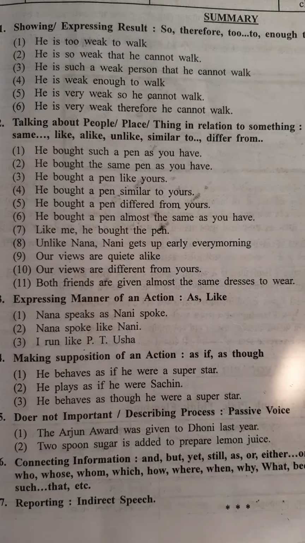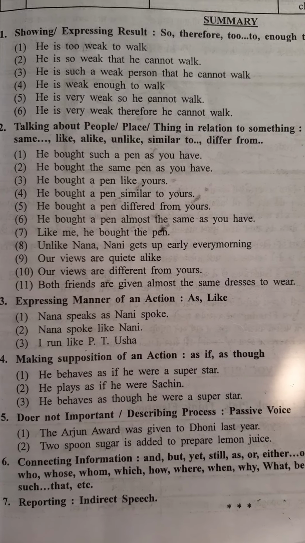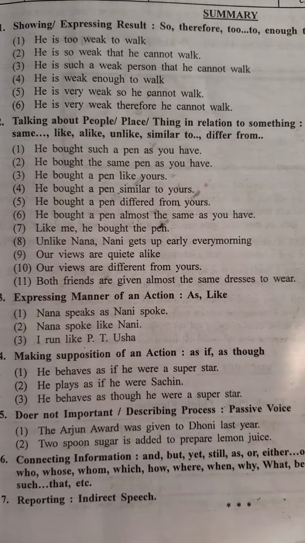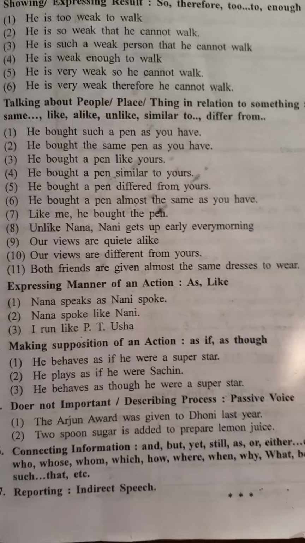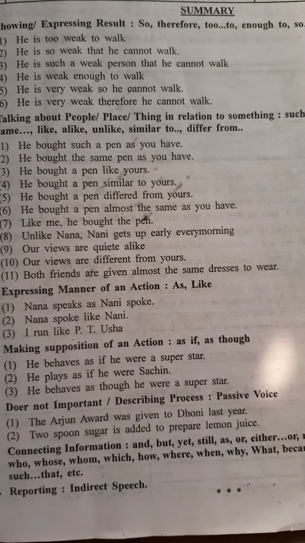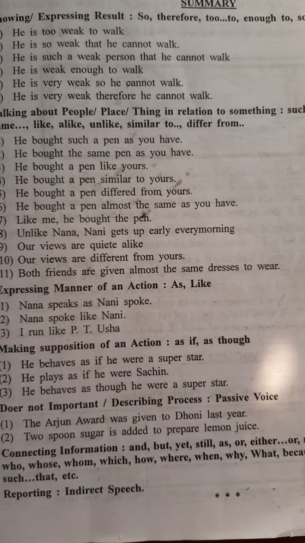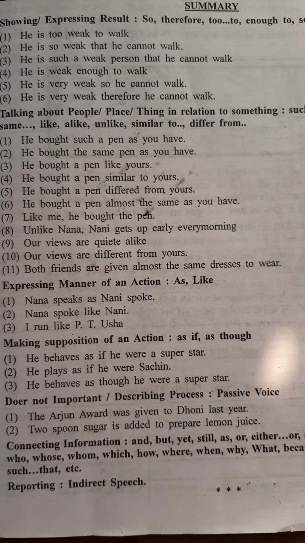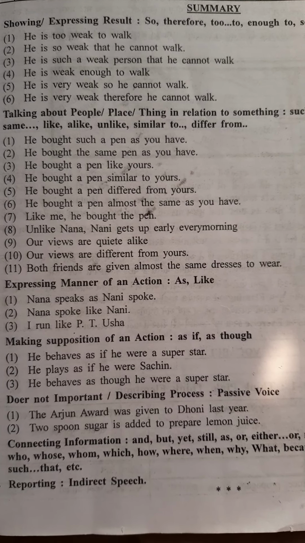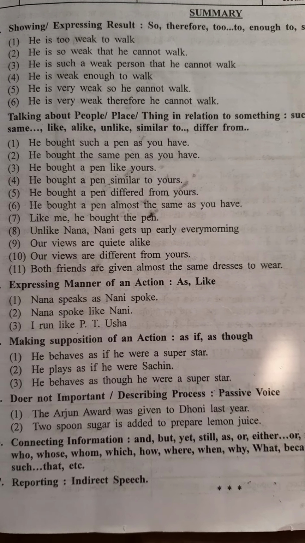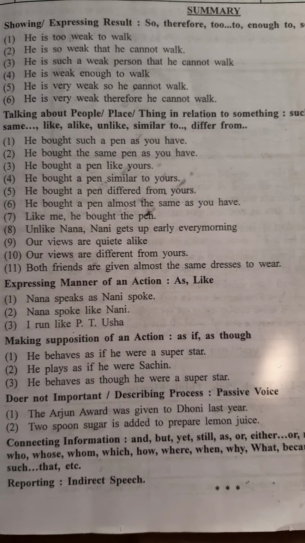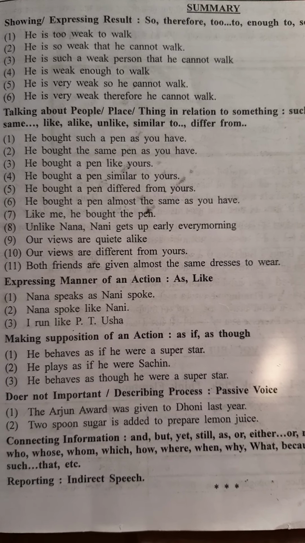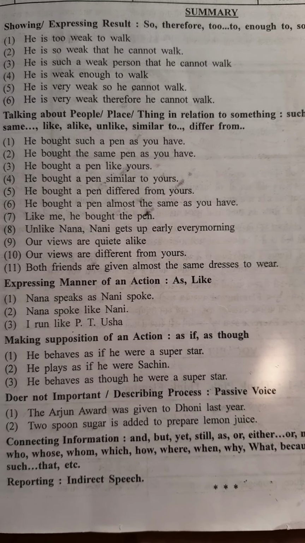So, which type of sentences is here? First sentence, he is too weak to walk. So you can see this is the example of showing result. He is too weak to walk. He is weak, so he can't walk. He is so weak that he cannot walk. He is such a weak person that he cannot walk. He is weak enough to walk. He is very weak, so he cannot walk. Next example. He is very weak, therefore he cannot walk.